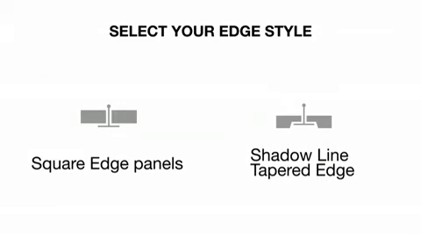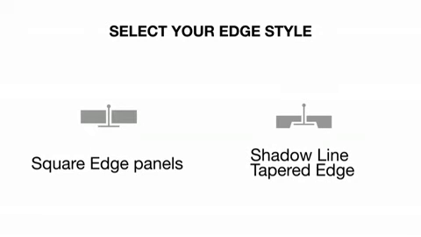So what about edge profiles? We offer various options depending on the ceiling installation type and the aesthetic you're looking for. With a grid system, you have the option of a flat look with our square edge panels, or it can have an elegant step pattern with our shadow line tapered edge.